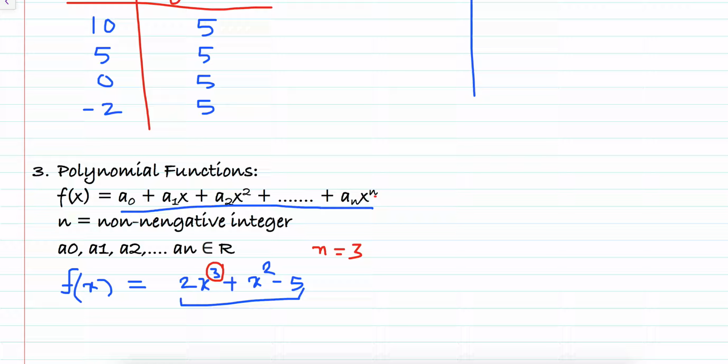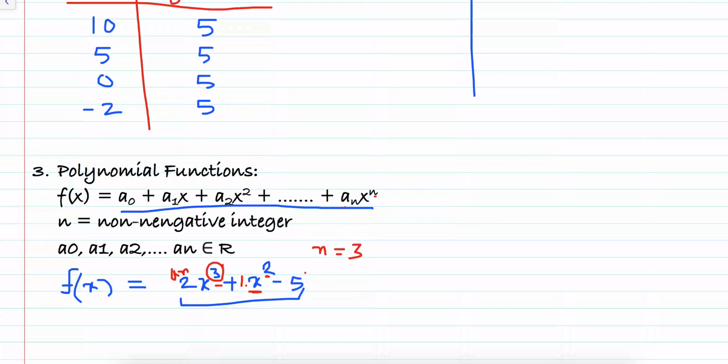So this n is 3, and this an is 2. 2 is what? An, or in this case a3. So a3 is 2, and this a2 is 1 here. So we can write 1 into x square. X is missing, so we will take 0. So a1 is 0, and this a0 is minus 5. So this is in this form where n is some non-negative integer.